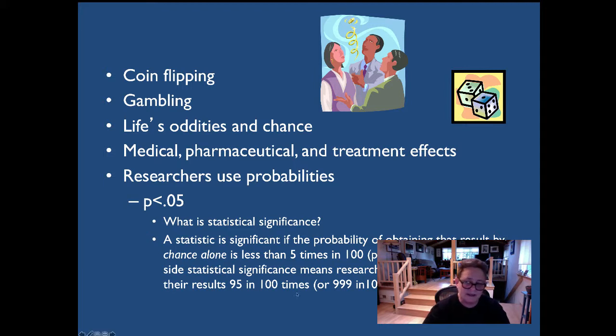Or you could see in my example here, if I were doing the experiment 1,000 times, I might have a p is less than 0.001, which means less than 1 time in 1,000 that this result is by chance alone.